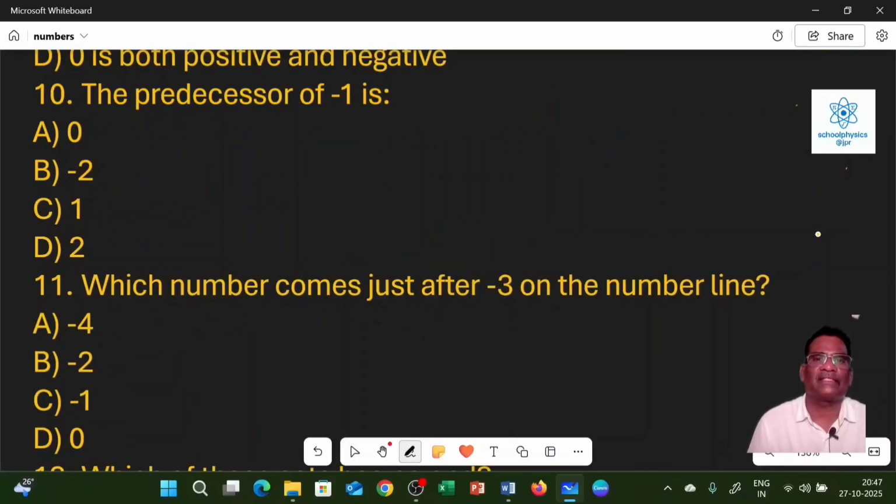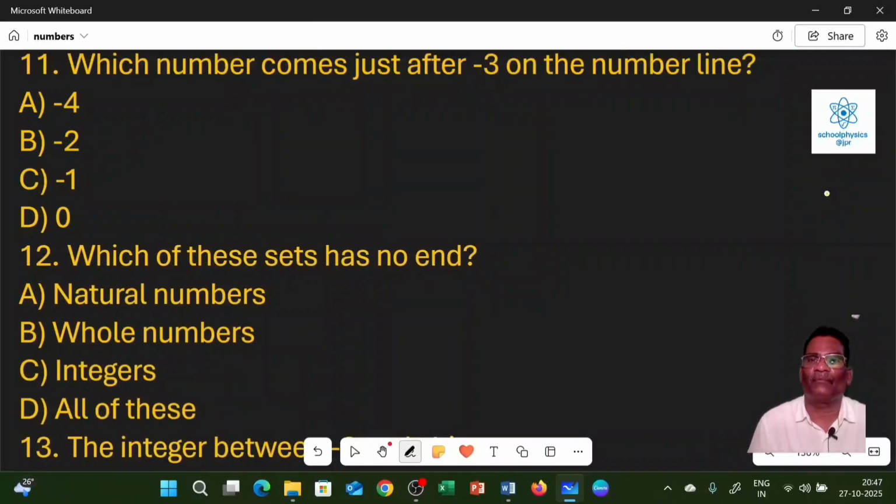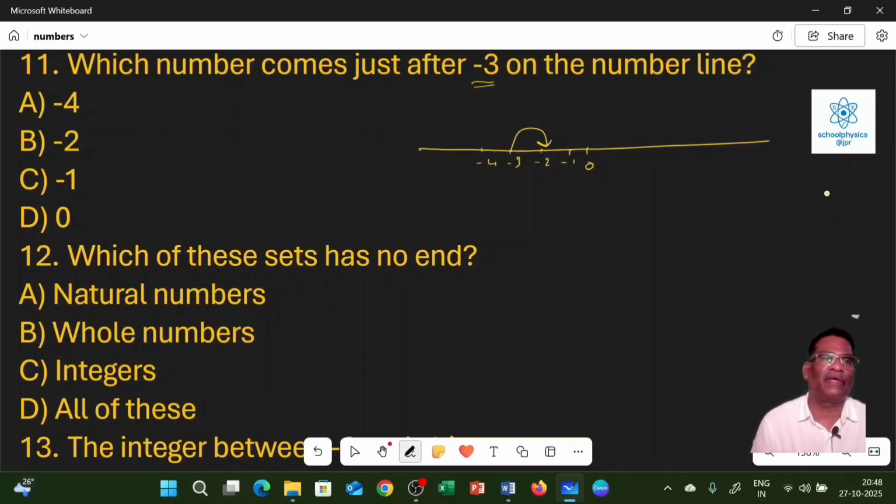The predecessor of minus 1 is... just look at the number line: minus 1, minus 2, minus 3, minus 4. The predecessor of minus 1 means the number behind minus 1, which is minus 2, the immediate lesser number than minus 1. So the right answer is minus 2. Which number comes just after minus 3 on the number line? Observe the number line: 0, minus 1, minus 2, minus 3, minus 4. After minus 3 is minus 2.